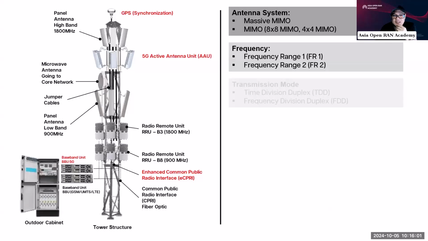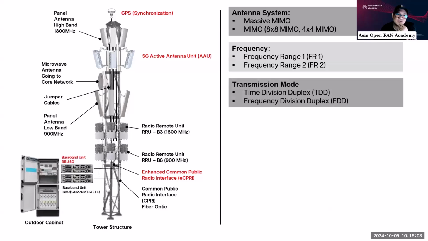Okay, next is the transmission mode. Yan. So 5G can also use TDD and FDD. Bakit? Because it connotes with the type of frequency that you will use. If it's FR1, you can use FDD. If FR2, you will use TDD. Right? So what's the difference between FDD and TDD?